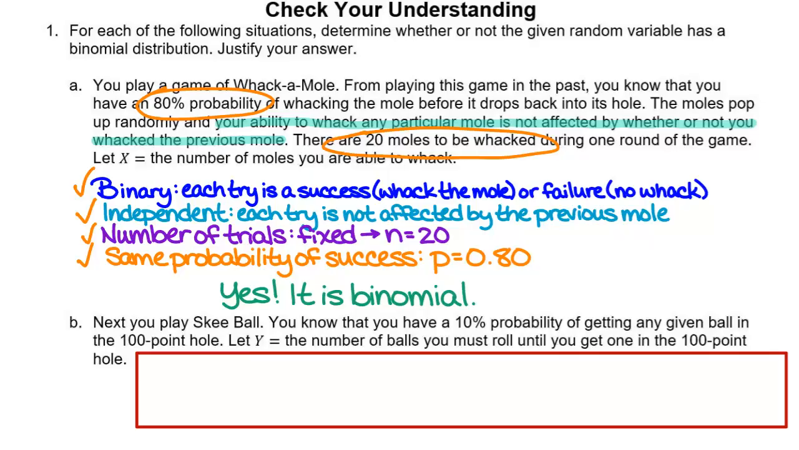All right, let's read part B. Next, you play skee ball. You know that you have a 10% probability of getting any given ball in the 100-point hole. Let y equal the number of balls you must roll until you get 1 in the 100-point hole. I'm not going to ask the 4 questions separately. I want you to go through the 4 questions. Is this a binomial random variable? Tell me in the chat yes or no, whether or not it's binomial.